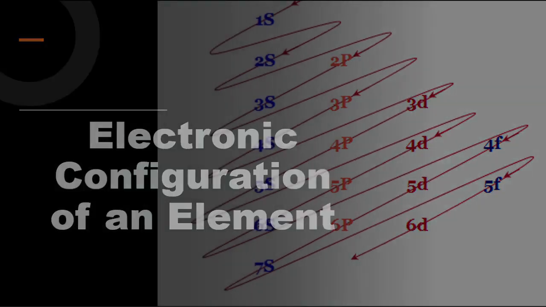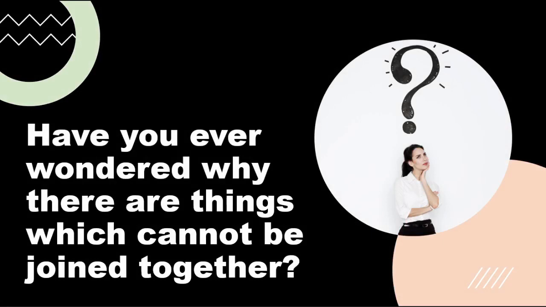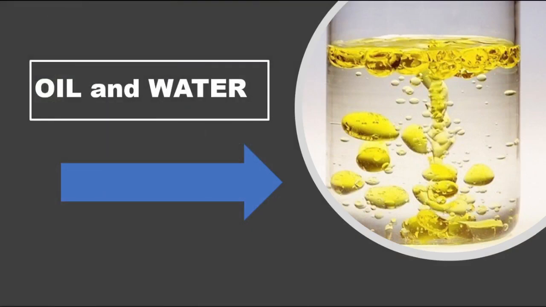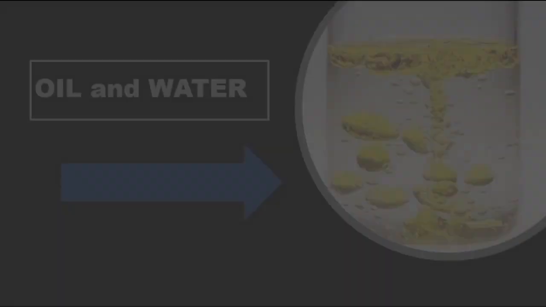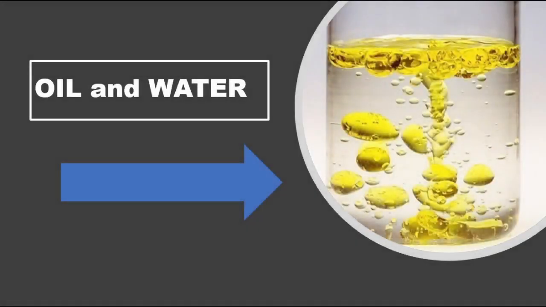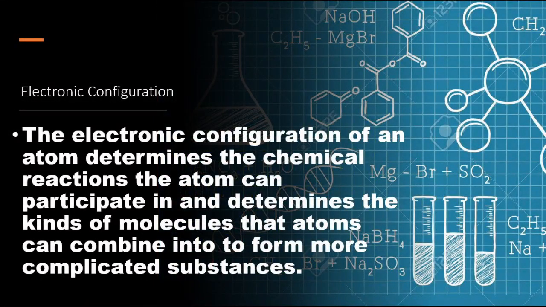I have a question for you. Have you ever wondered why there are things which cannot be joined together, like oil and water, for example? That is because different atoms have their own properties that determine the chemical reactions the atom can participate in. The electronic configuration of an atom determines the chemical reactions the atom can participate in and determines the kinds of molecules that atoms can combine into to form more complicated substances.